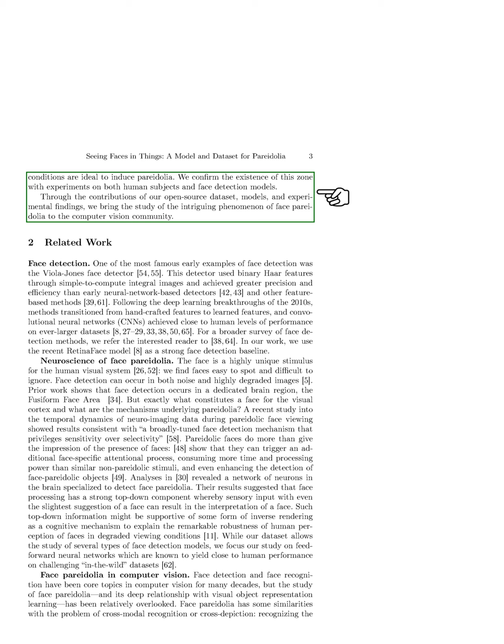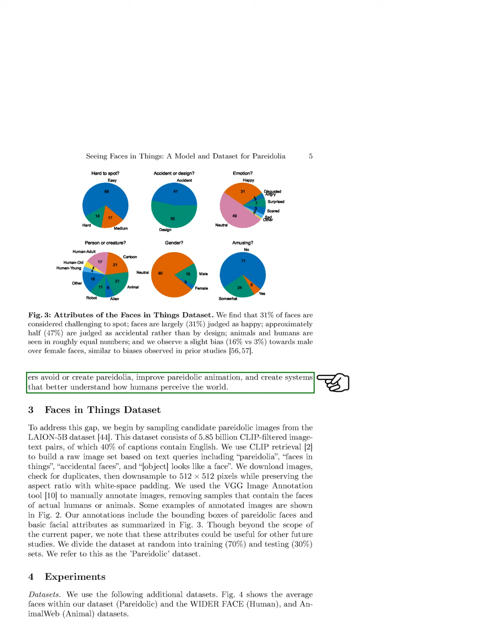Through our open-source dataset and findings, we aim to advance the study of face pareidolia within the computer vision community. We also review related work in face detection, noting the evolution from early methods like the Viola-Jones detector to modern convolutional neural networks. We highlight the unique nature of face detection in the human brain and the mechanisms behind pareidolia, emphasizing the need for a comprehensive dataset to further explore this intriguing phenomenon.